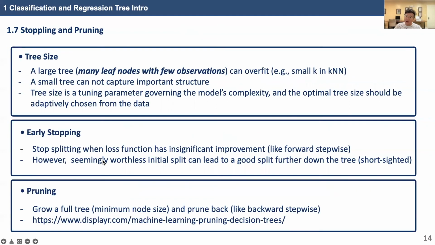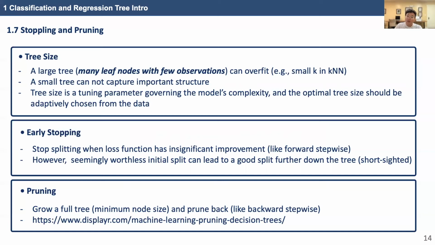So how can we decide the size of the tree? Deciding which tree model to use is very important, and it again involves the bias-variance trade-off concept. Please watch the bias-variance modules if you have not watched them. A large tree, with many leaf nodes with few observations, can overfit, but a small tree cannot capture important structures. As you can imagine, the tree size is a tuning parameter governing the model's complexity, and the optimal tree size should be adaptively chosen from the data.